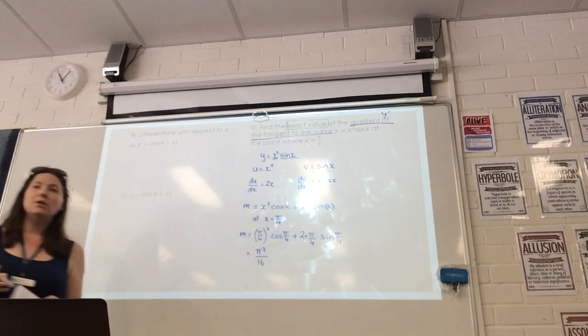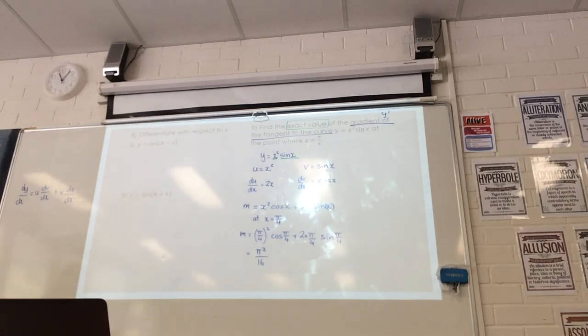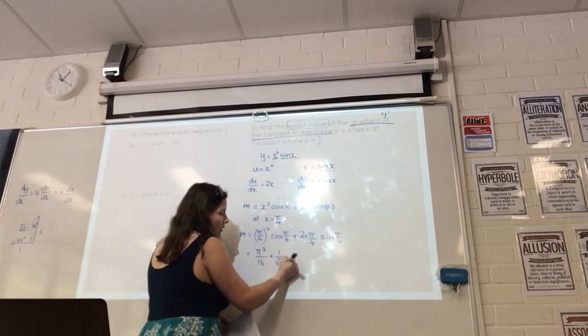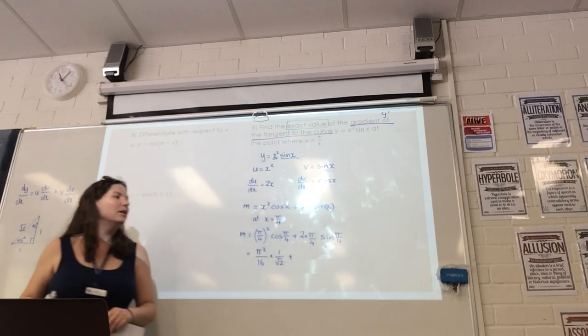How do we work out cos pi on 4? Triangle, right? That's cos, which is 1 over the square root of 2. And you might find that you remember those ones, because it's only one of them. So that's 1 on root 2. Remember, we're multiplying here. Just take a little bit of care.